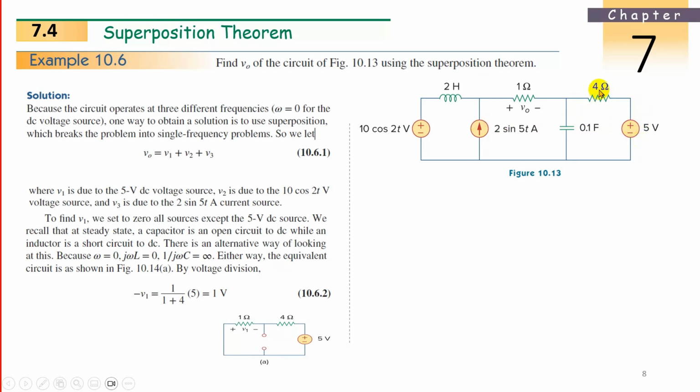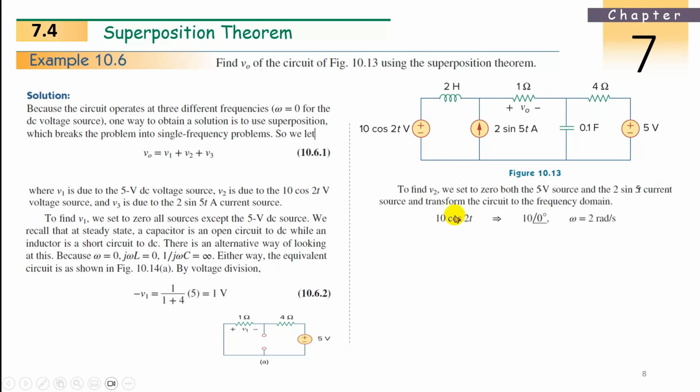Now there will be a 4 ohm resistor, 0.1 farads, 1 ohm resistor and 2 Henry inductance for this source. This is the second circuit. Now directly we cannot solve this one because these are sinusoids. We have to convert them into phasors. So how to convert? To find V2, we set to 0 both the 5 volt source and the 2 sin t current source, and transform the circuit to the frequency domain.